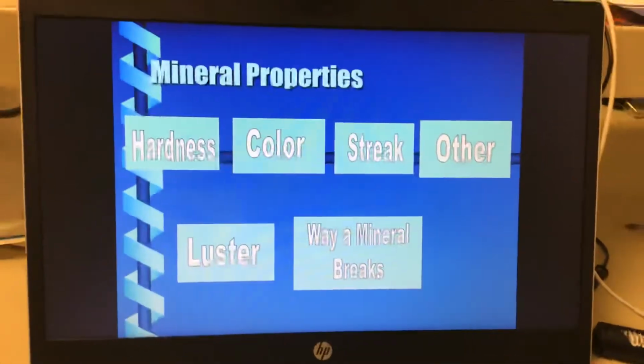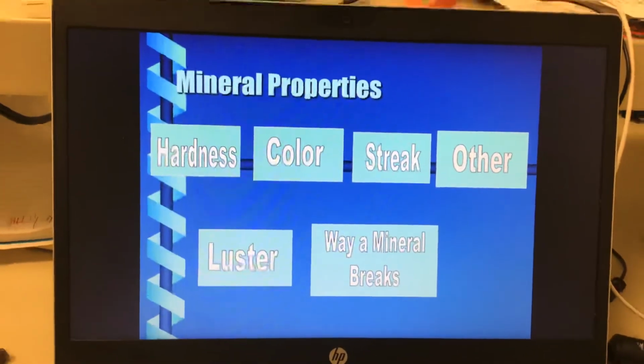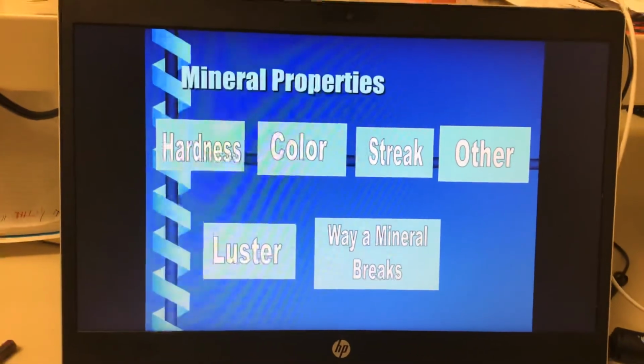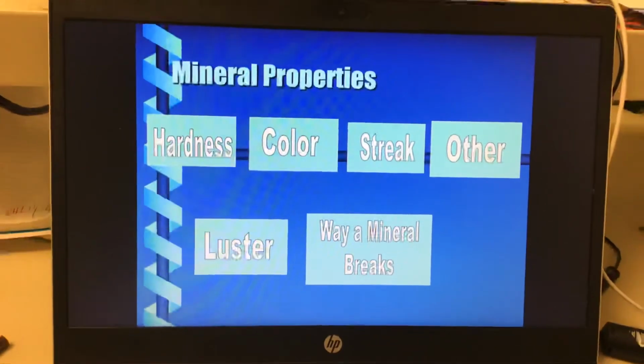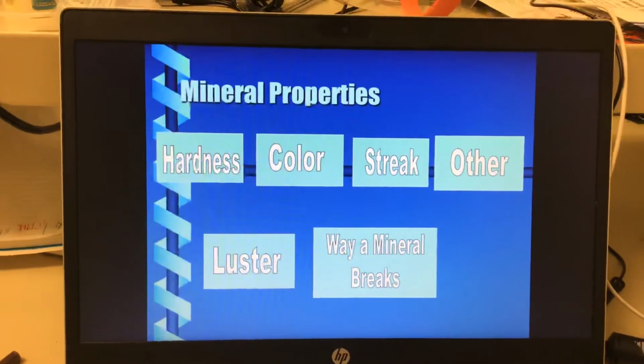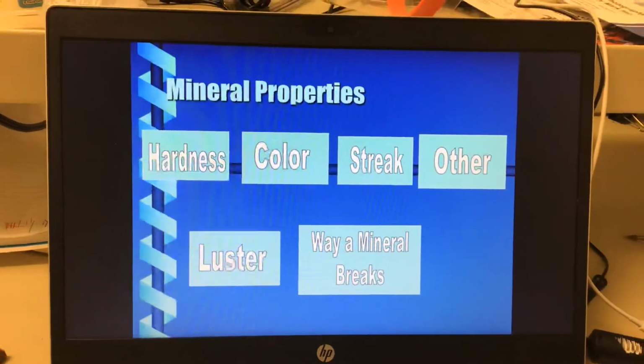Okay, this chapter, chapter 3, is going to be all about minerals. So mineral properties is your heading. I'd start a new page in your notes. Mineral properties is all you need to write down right now.